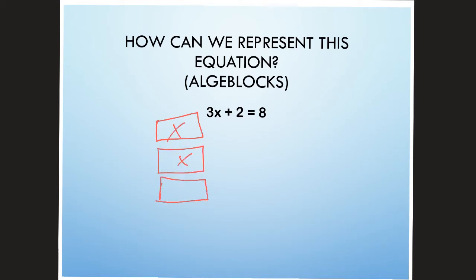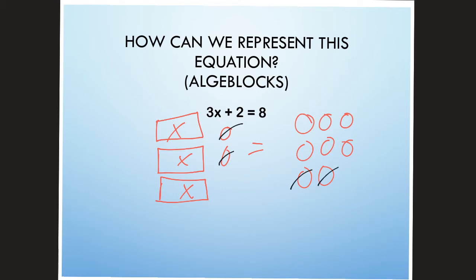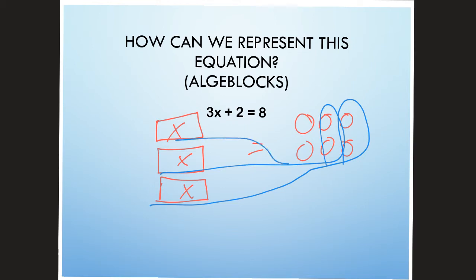So once again, I have 3 x's plus 2 counters equals 8 counters. And again, I can take off 2 counters from each side. So let me just erase those 2 counters from each side. And that leaves me with each x being worth 2. And that all equals out.